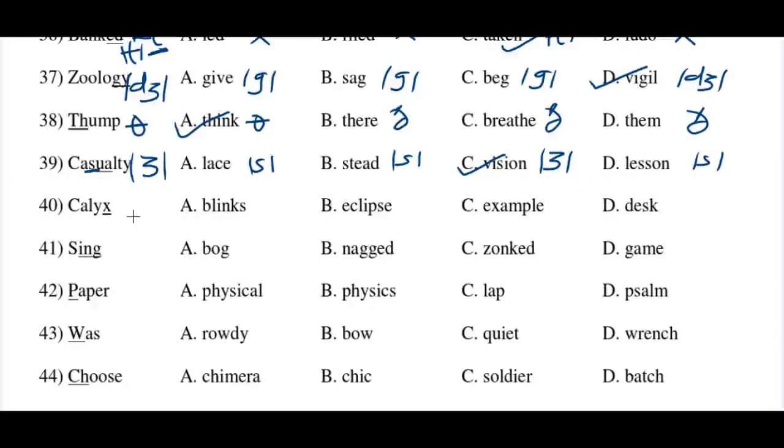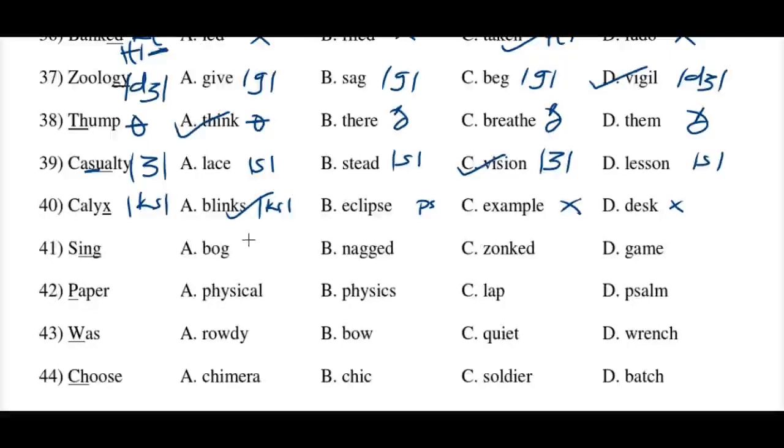40, calyx. The underlying sound is x. Alright, calyx. So we are looking for x. So option A, blinks. Option B, we have ellipse. Option C, we have example. And option D, we have desk. So the correct answer here is blinks. It contains the same ks like calyx. So I can call it consonant cluster.